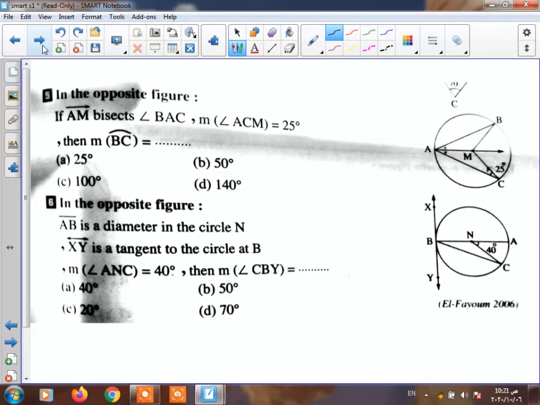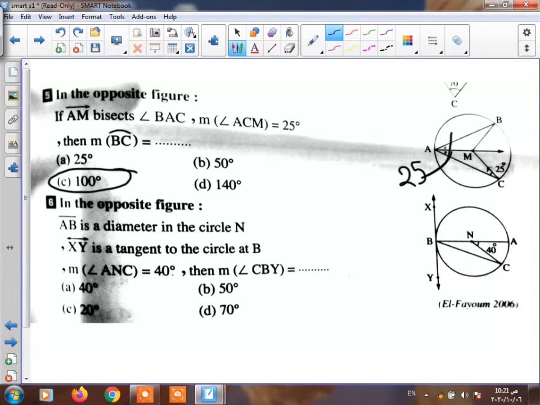AM bisects this angle. So if this is 25, this is going to be also 25. AM bisects angle BAC, so this angle will be 50. Angle BAC is going to be 50. That means that arc BC is going to be 100, double the inscribed angle.